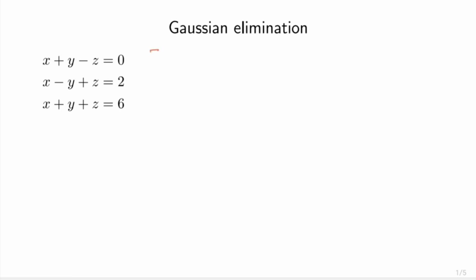Let's do that. So for the first equation, we have 1, that's the coefficient of x, 1, the coefficient of y, and the coefficient of z, minus 1. And we draw a bar here just to separate the numbers to the right of the equal sign. All right. Then we have for the second equation, 1, minus 1, 1, then 2. Then we have 1, 1, 1, 6.